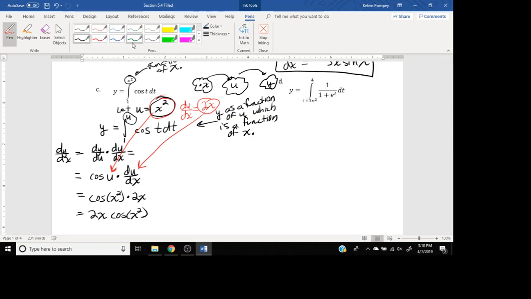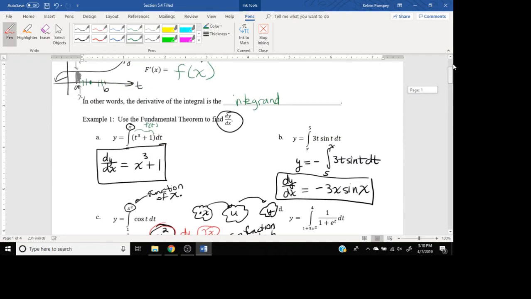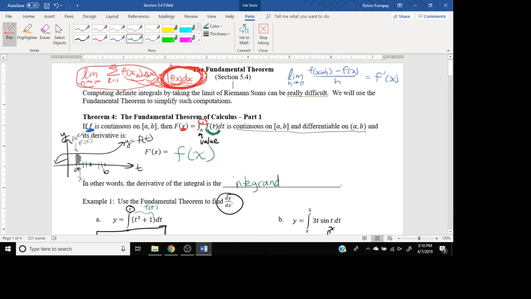So let's look at this example here, part D. Here I have y equals the integral from 1 plus 3x squared to 4 of 1 over 1 plus e to the t dt. Now, again, we're using our fundamental theorem, so I'm going to go back to the statement of the fundamental theorem. When I have something that looks like the integral from some value a to x of f of t dt, and that equals capital F, if I want to do the derivative of this thing, it's just going to be the integrand evaluated at x, which is that same variable here, here, and here.